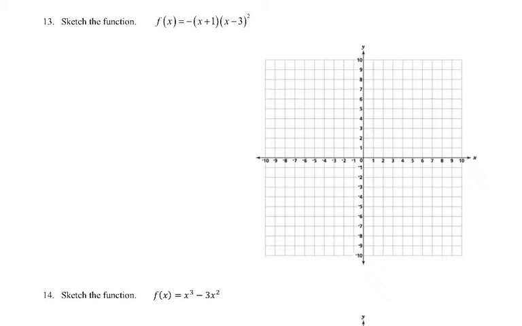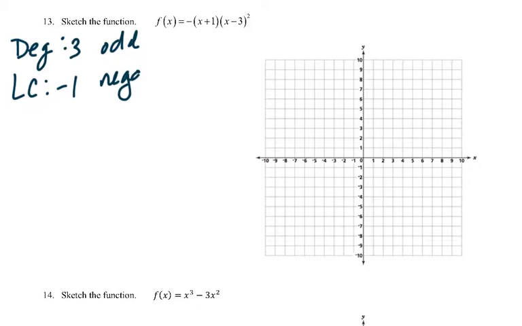On this one, we want to look at our degree and our leading coefficient. The degree is 3. The leading coefficient is a negative 1. Okay, so we have an odd degree and we have a negative leading coefficient. So that means it's going to look something like boom, boom, boom. Okay, now, so we know it's going to rise on the left and fall on the right.